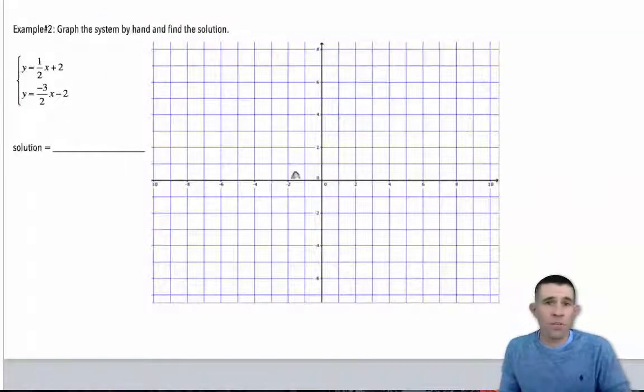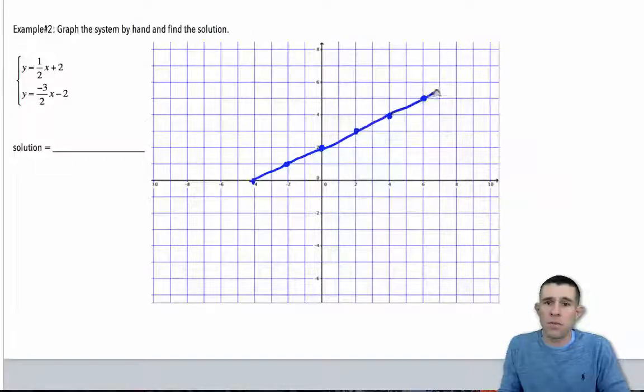All right, let's try one for ourselves here. Let's graph this system by hand and find its solution. The first one here, we have 1/2 x plus 2. Our y-intercept is 2, and its slope is rise 1 and run 2. So we will graph a handful of points here and connect that with as straight a line as we can as we slope up into the right through those points.